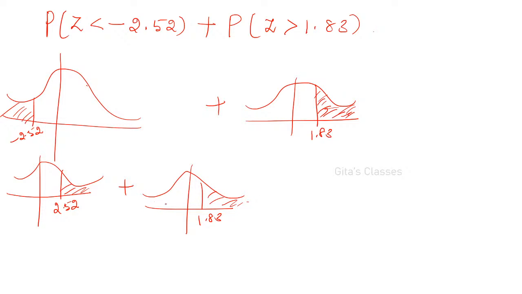1.83, right hand side. This is equal to, the first one, how will you find it out? 0.5 minus this value. Find out this value. Plus for this also 0.5 minus this area. This area you can find out from the table. Just now we have seen one more question like this. In the same way, the entire area is 0.5 minus, and from the table we will get this value only. Therefore 0.5 minus 0.4941.